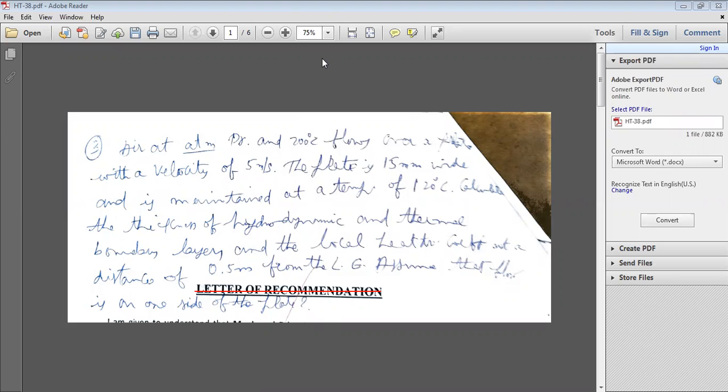Still the number of students is 35 only. What about the remaining students? Okay.